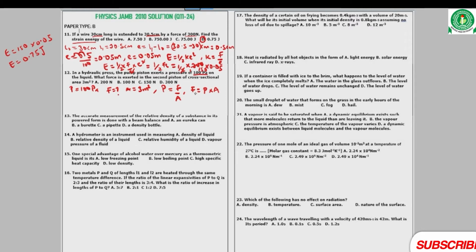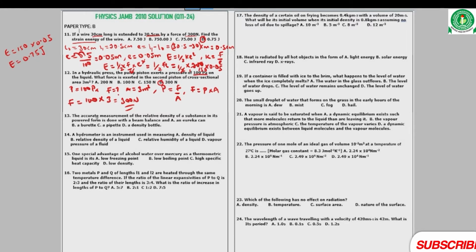Pressure is equal to force over area, so they are the same thing. Force is equal to pressure times area. Your pressure here is 100 multiplied by your area, which is 3 meters square, so the force is 300 Newton. So the answer here is 300 Newton, option D. So that's that about that.